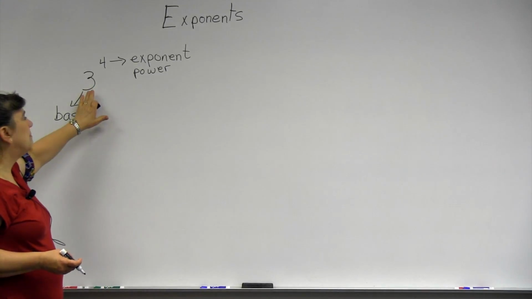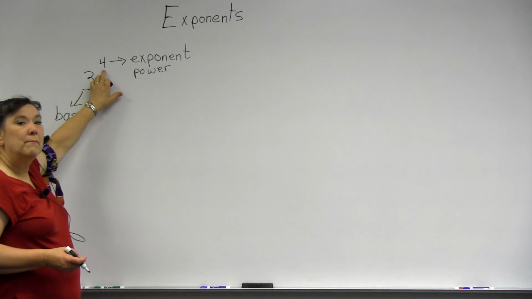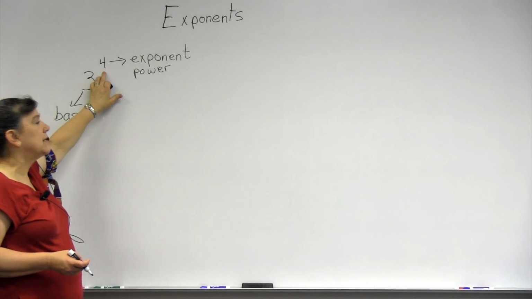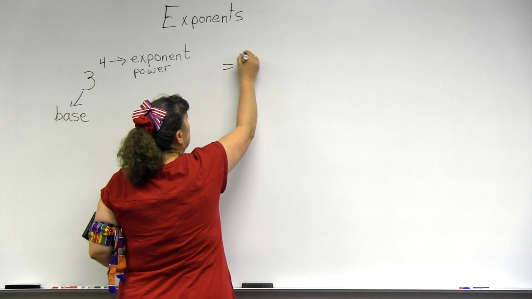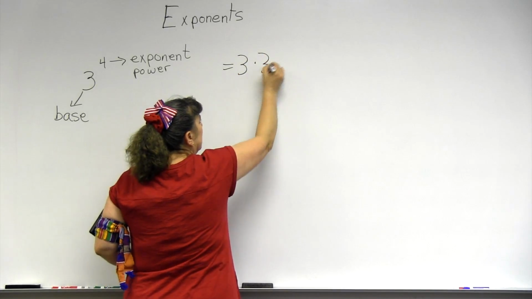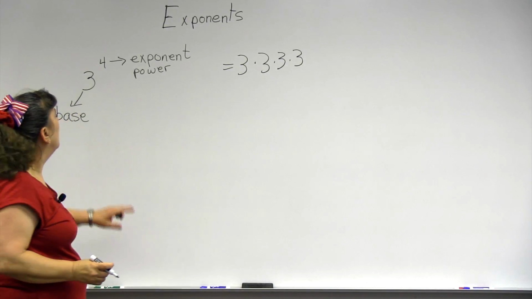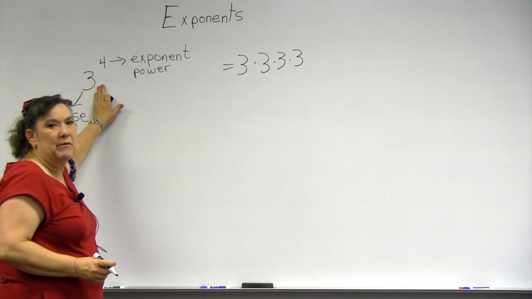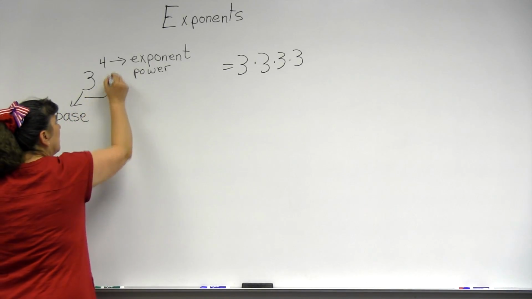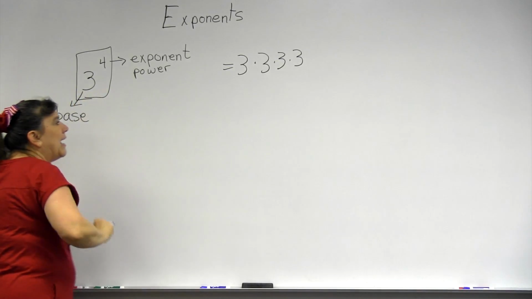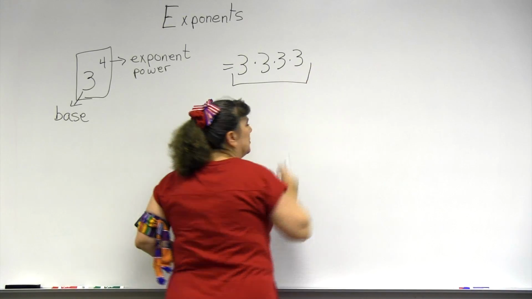This means that the base is repeated as a factor this many times. In other words, the power tells how many times the base is repeated as a factor. So this means 3 times 3 times 3 times 3. If they ask you for the exponent form of the answer, and it will say, give me the exponent, this is what they want right here. If they ask for the definition of the exponent, this is what they're going to want you to put down.